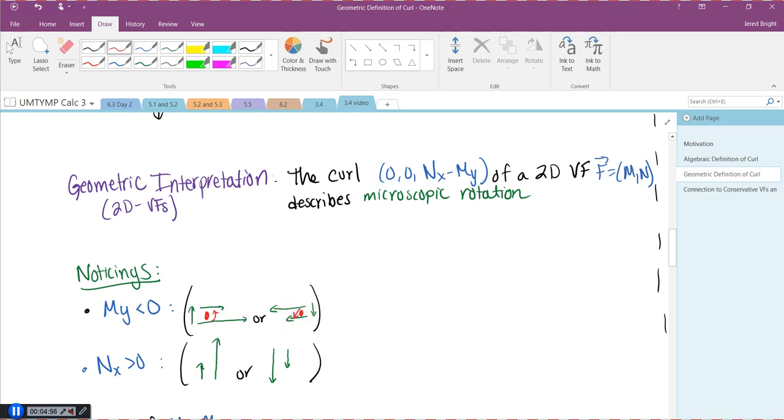Okay, similarly, if n sub x is greater than 0. So this is, again, we're looking at the change in x as we move along in y. So here, if we're going to the right, also along the positive x direction, we're going to see the vectors having longer length in the y direction, meaning that the vectors are stronger as we go further to the right. And so again, this sort of scenario would induce counterclockwise rotation.